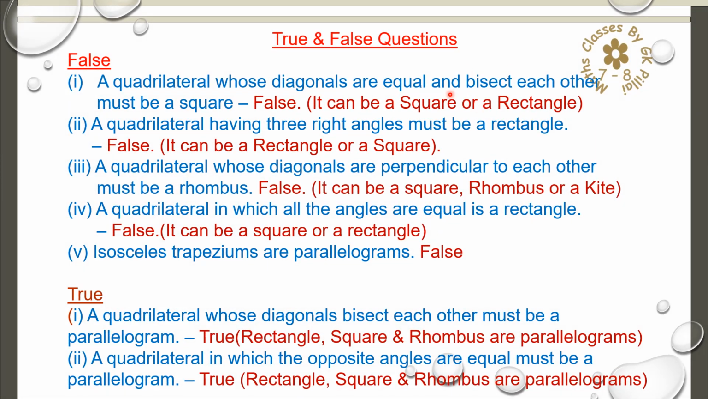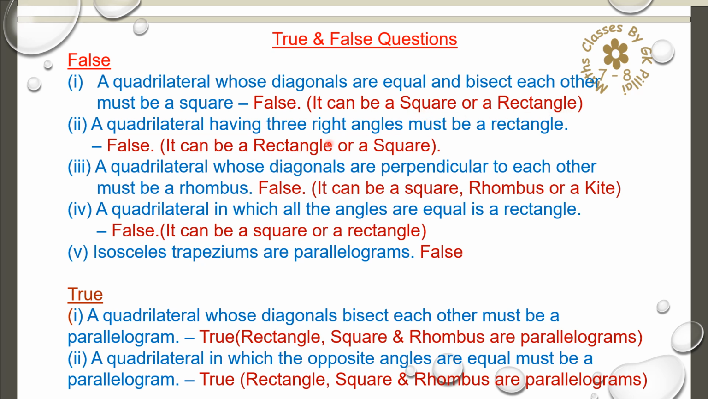Here we will get some true and false questions. This may be asked in the exam as an MCQ also. All these questions are false. That is why it has been grouped here like this. A quadrilateral whose diagonals are equal and bisect each other must be a square. It's false because it can be a square or a rectangle.